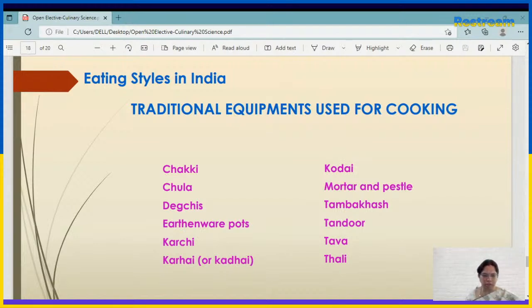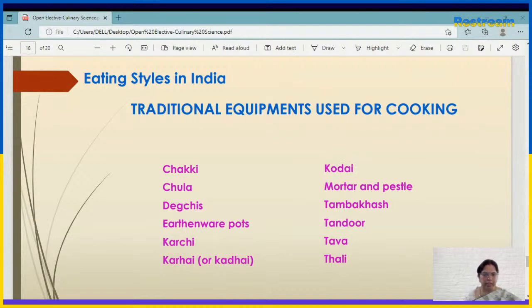Then kadai, which is very common. Every household has a kadai and a kodai. Kodai is one which has a lid, and kadai has no lid. Then mortar and pestle, of course, to powder some spices. Then tambalash, which is a flat iron disc, often perforated, used for frying and stirring. Then you have tandoor, which is a barrel-shaped open clay oven, used for tandoor preparation. That is the tandoori roti.